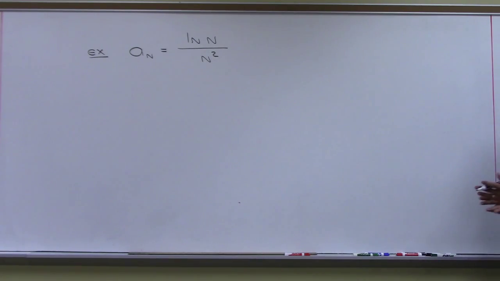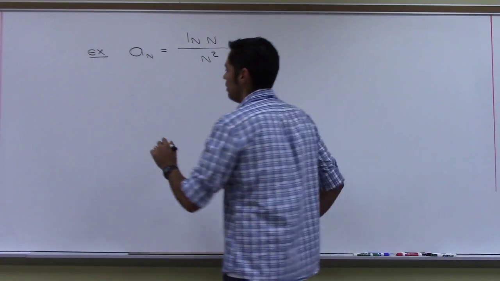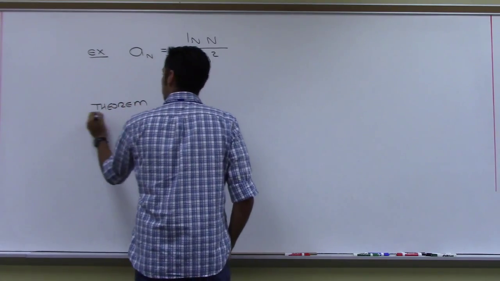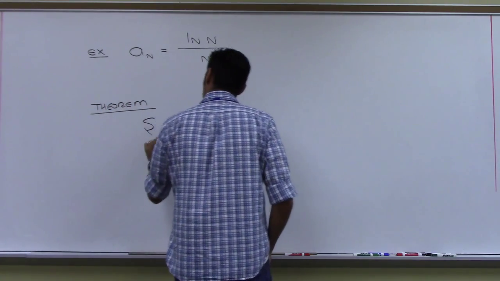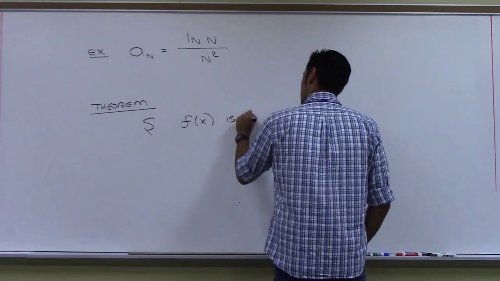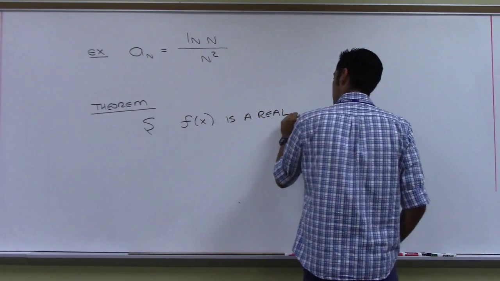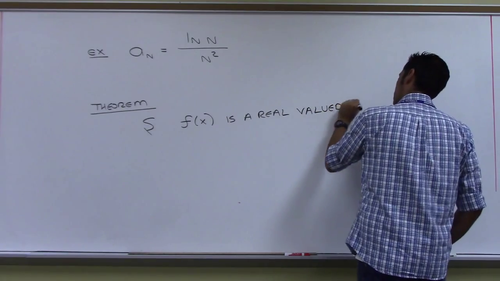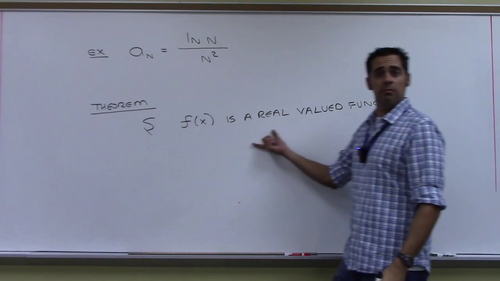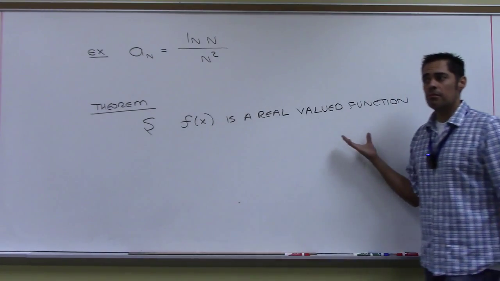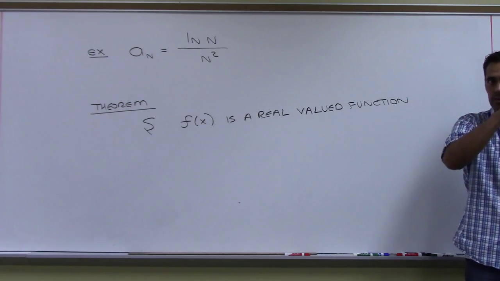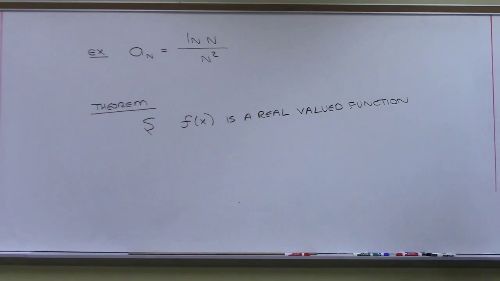But again, we can't just use L'Hopital's rule just for the heck of it. So what we have to do is have a theorem first. There's a theorem that says the following. Suppose f of x is a real valued function. What do I mean by that? I'm looking at a function where x takes on real numbers. So now I've got a nice traditional graph of a function instead of all the dots.